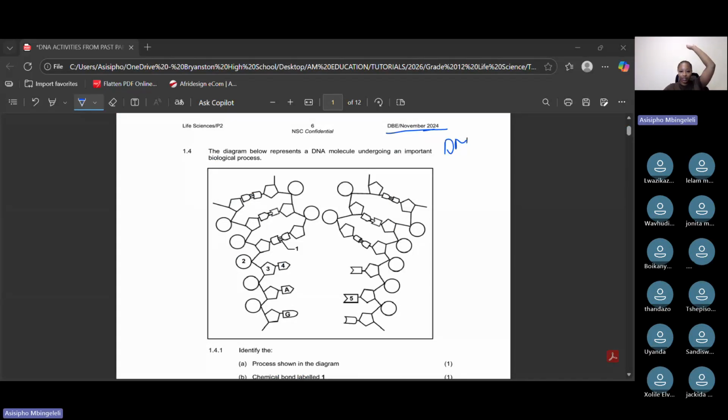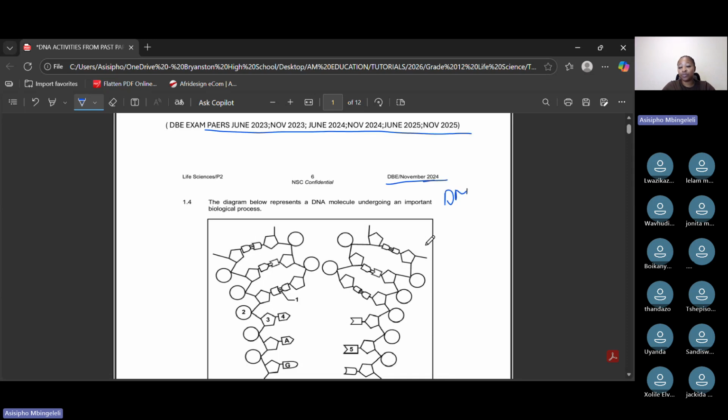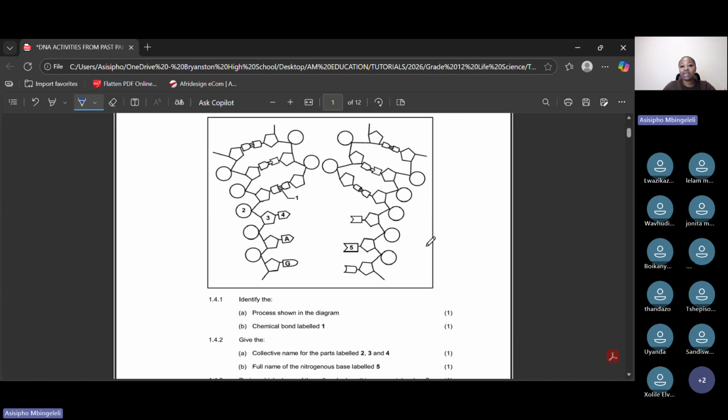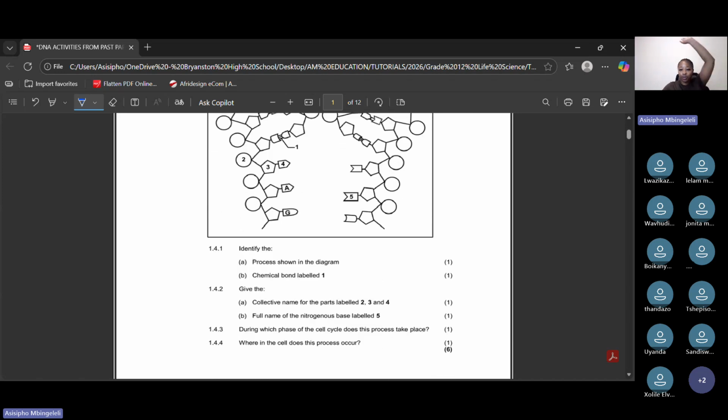We're going to start. Okay, this is the first question. As you can see, it's from November 2024, so it's quite recent. The diagram below represents a DNA molecule undergoing an important biological process. The people that are going to be assisting us with answering this, Jonita, Kolile, Wavudi, the three of you, please work together in answering this question.